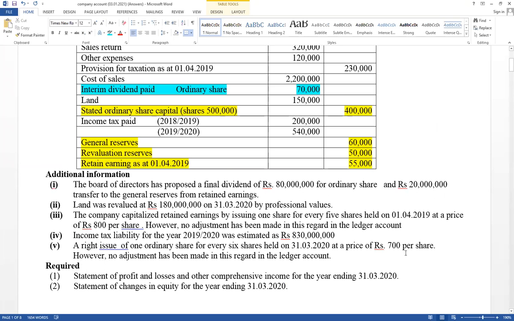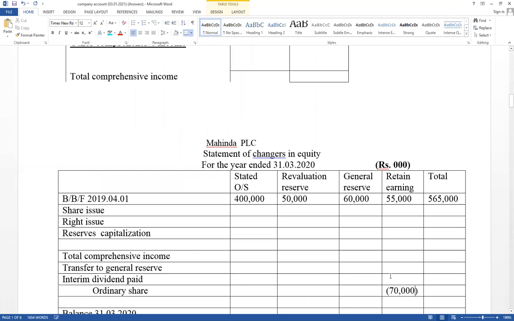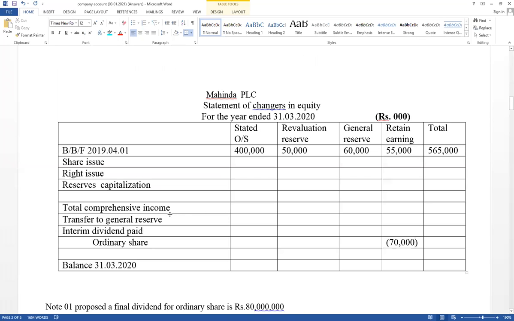Changes in equity statement. See the change in equity statement as a transfer to the general reserves. Therefore, here as a transfer to the general reserves from retained earning minus 20,000 transferred and general reserves increase plus. It is not effect for total column. Net impact for total column 0.